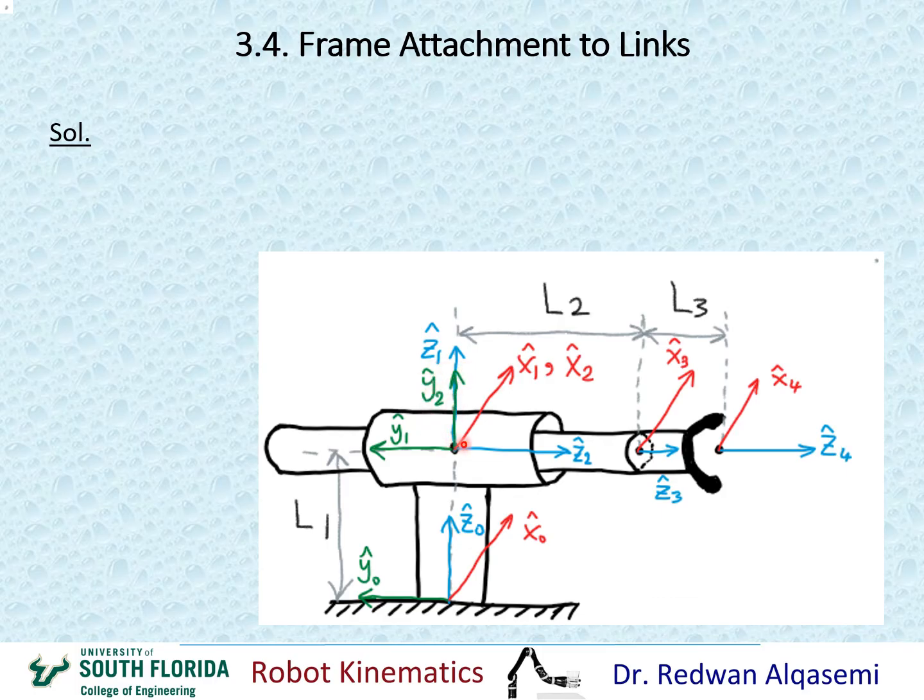Now again, I want to emphasize this: these may seem to be all in the same point, but as soon as we move joint 2, frame 1 will stay in its place, and then frame 2 is going to move in the direction of motion of joint 2. So x1 and x2, y2 and z1, all of them will be departing from each other as I move joint 2.